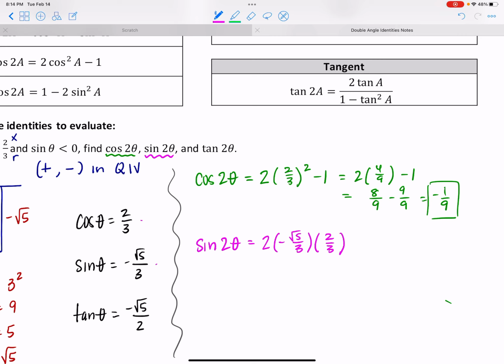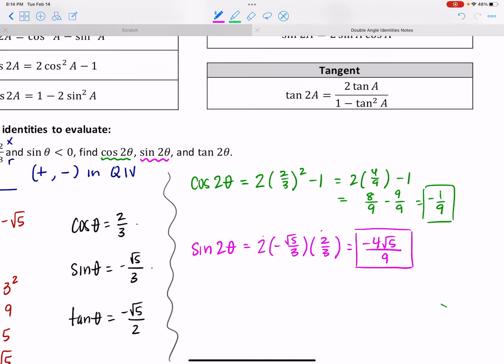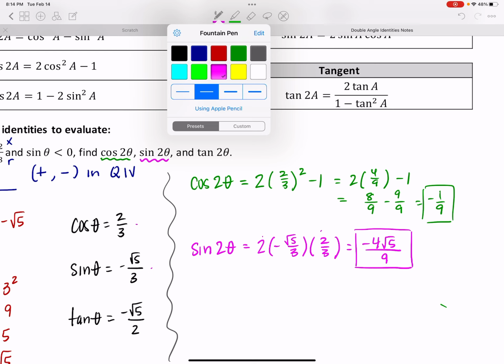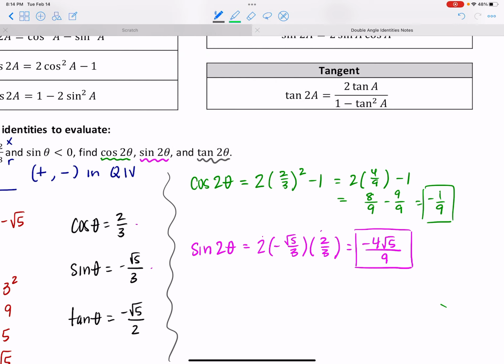And now again, just a little bit of arithmetic. So on the top of this fraction, the 2 times the negative radical 5 times the 2. Well, 2 times 2 is 4, so it'll be a negative 4 times radical 5. And on the bottom, we'd have 3 times 3, which is 9. Isn't anything we can do to simplify that. So that's going to be the exact value for the sine of my double angle. And then lastly, I'm going to do the tangent of the double angle.